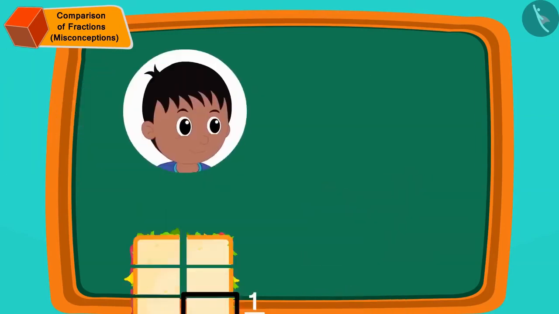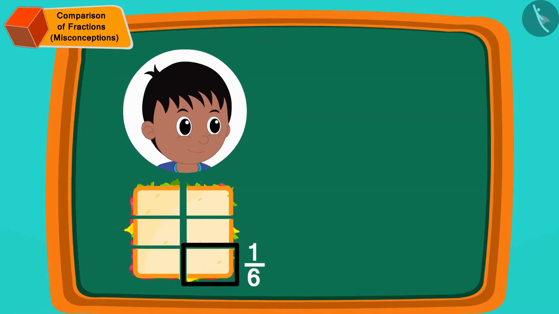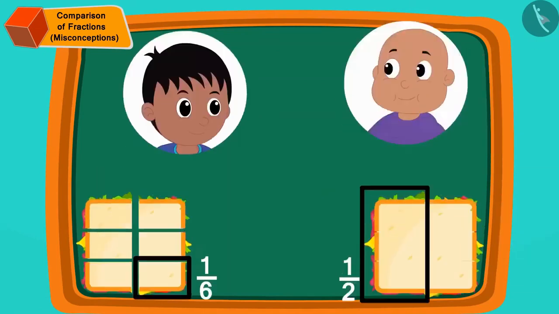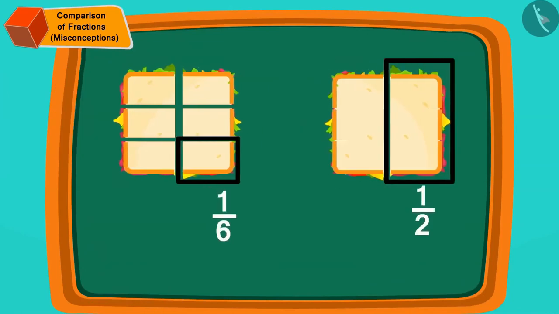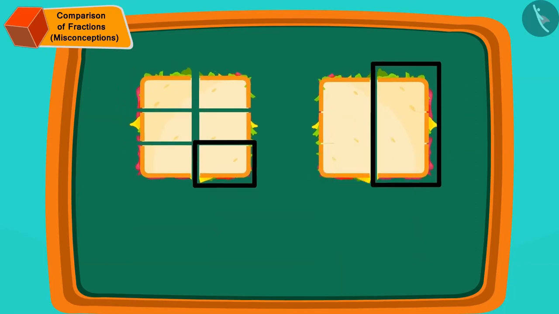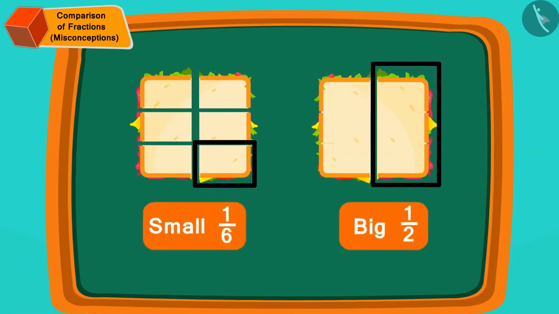Raju got 1/6 part of the sandwich and Bablu got 1/2 part. If we put Raju's piece on Bablu's piece, we will find that Raju's piece is actually much smaller than Bablu's piece. But why did it happen?